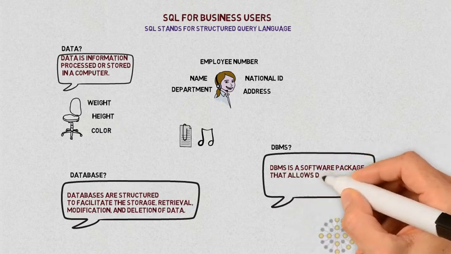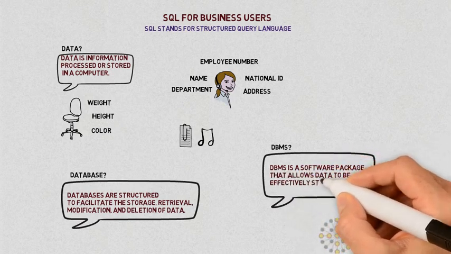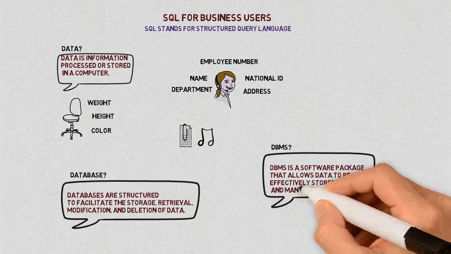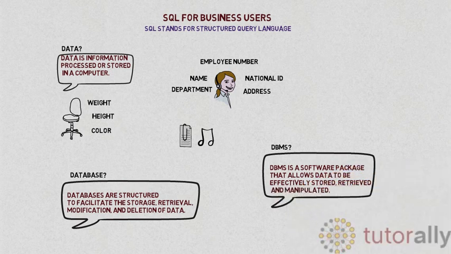A DBMS is a software package that allows data to be effectively stored, retrieved, and manipulated. A DBMS enables users and applications to access the database and manipulate the stored data. The data stored in a DBMS can be accessed by multiple users and by multiple applications or programs. Microsoft SQL Server, Oracle Database, and Microsoft Access are examples of database management systems.